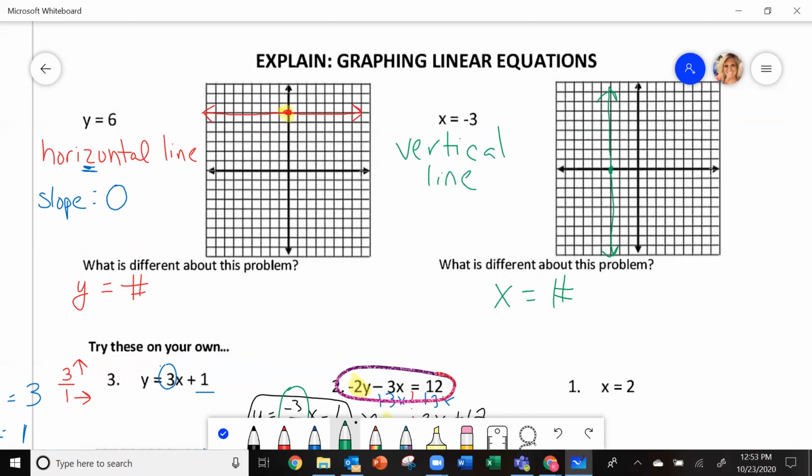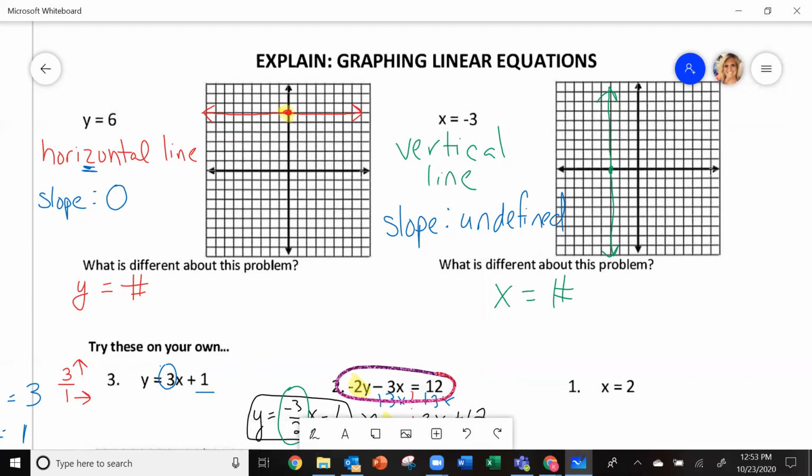Well, what is the slope of a vertical line? Does anybody remember? It's not a number. It's going to be just undefined. When it is a vertical line and they ask you what is the slope, you just write undefined.